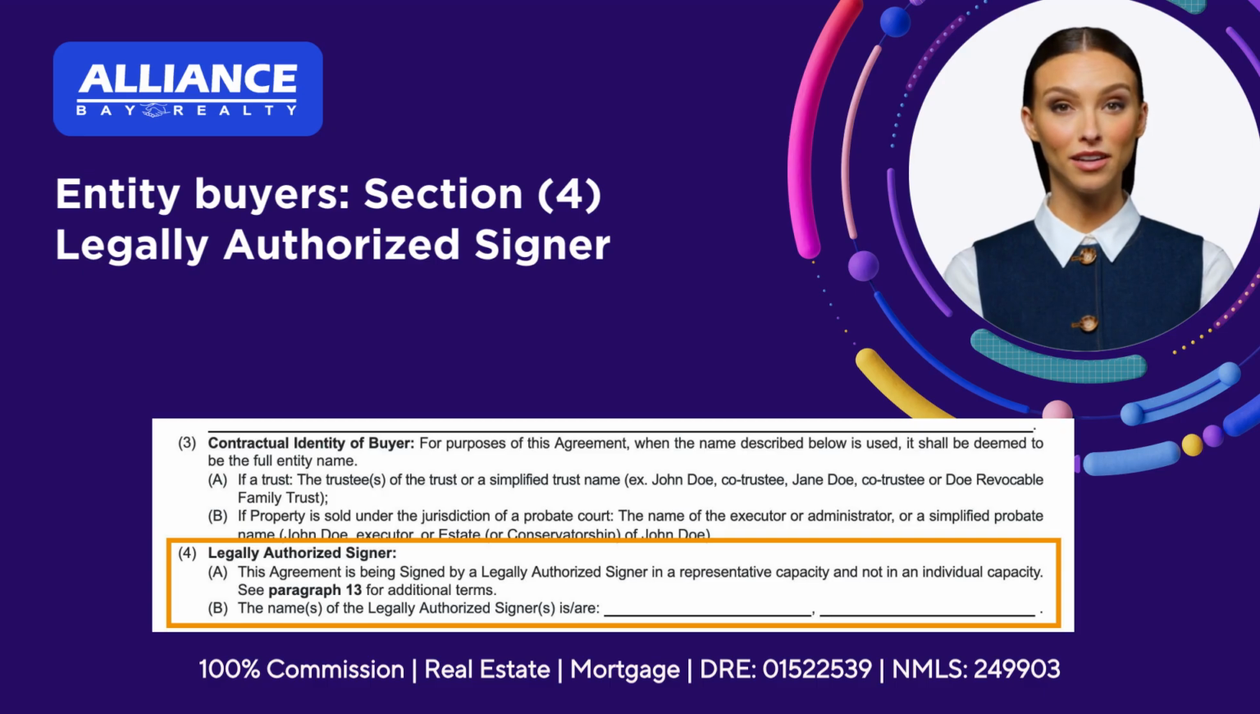Entity buyers, Section 4. Legally authorized signer. This is the key legal concept. The person signing is signing as a representative, not personally. Representative capacity plus reference to paragraph 13. 1. It confirms the agreement is signed in a representative capacity. 2. It points back to paragraph 13, which requires proof of authority and other terms. Names of the legally authorized signers: enter the exact names of the trustees, officers, executor, attorney-in-fact, etc.